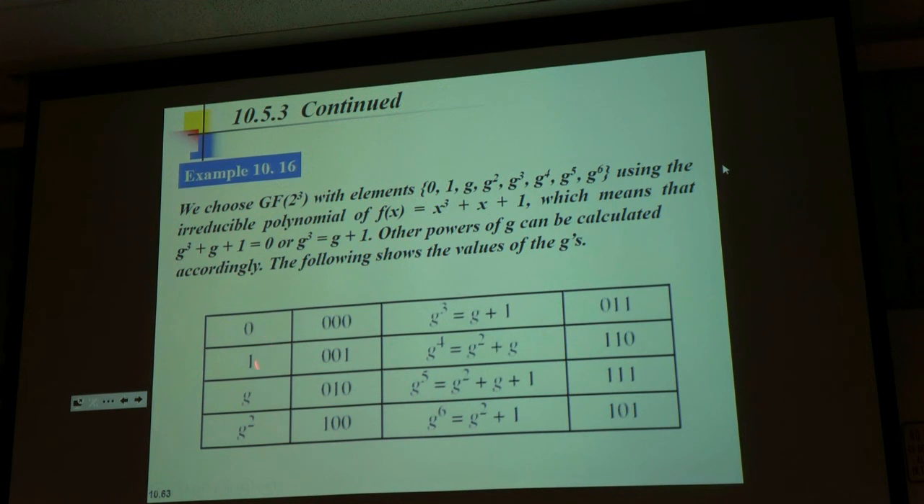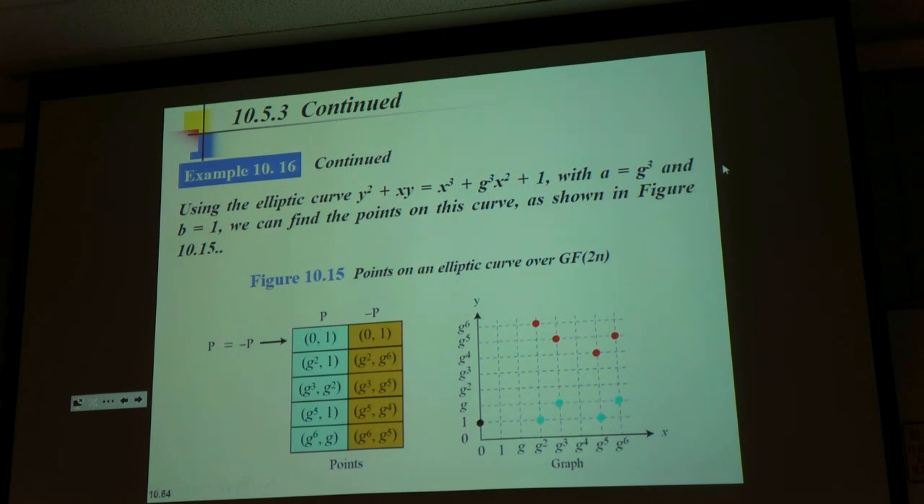So from 0, 1, g, up to g^6, we have 8 elements. Using the elliptic curve we have chosen, we can see here, for example, P equals minus P. You could calculate, for example, P as (0, 1), and its inverse. For (g squared, 1), the inverse would be (g squared, g^6). So the question is, if we add any two of these points, we get another point on the curve. That's the whole trick, right? To be closed, right?